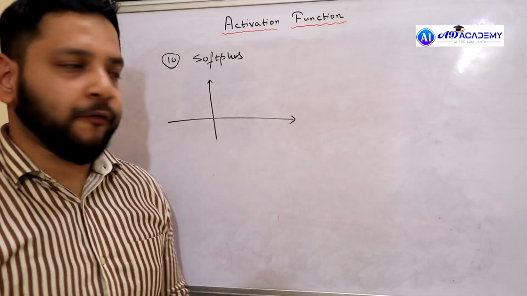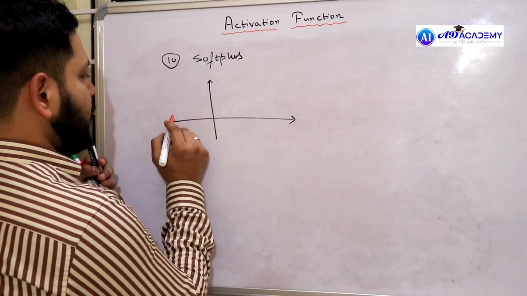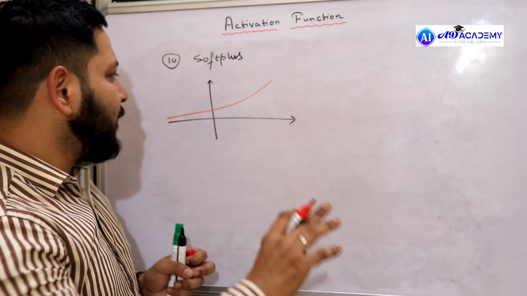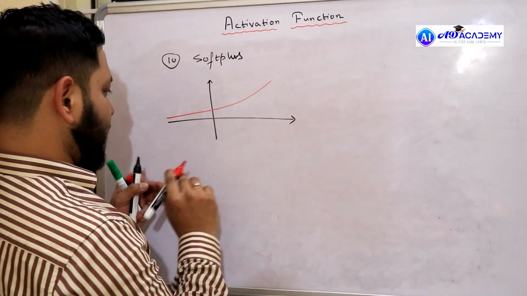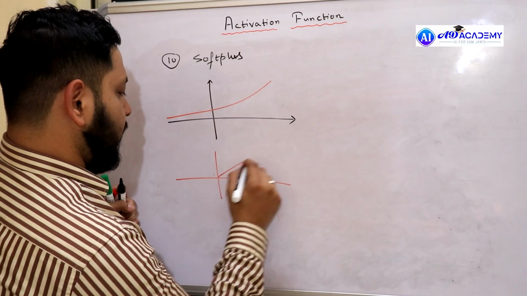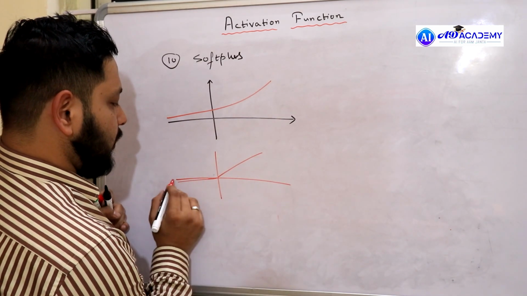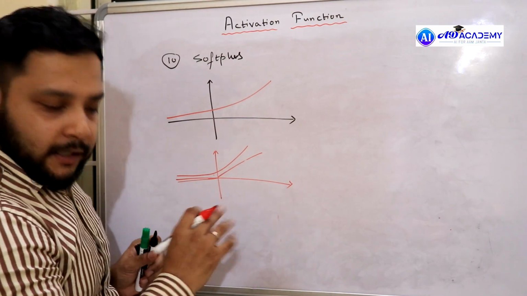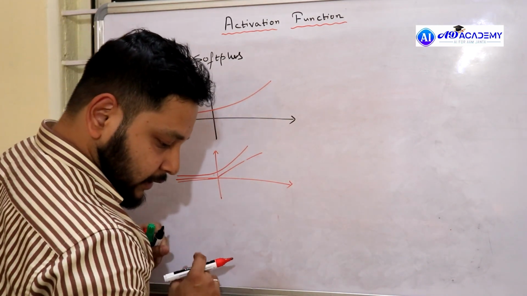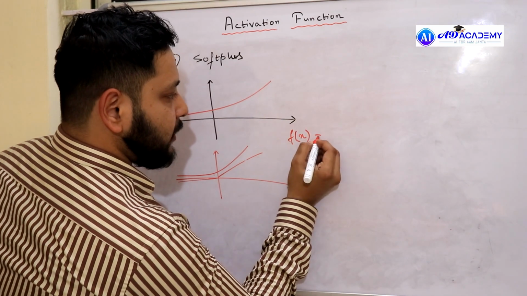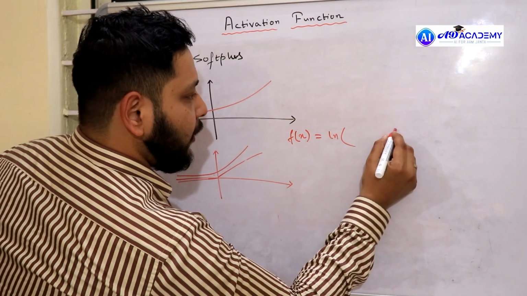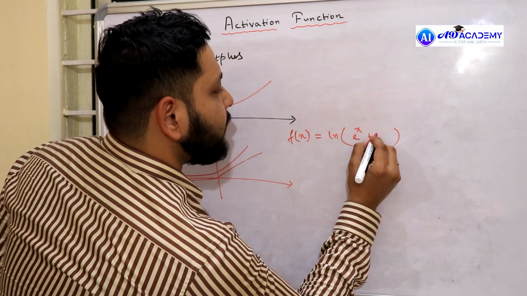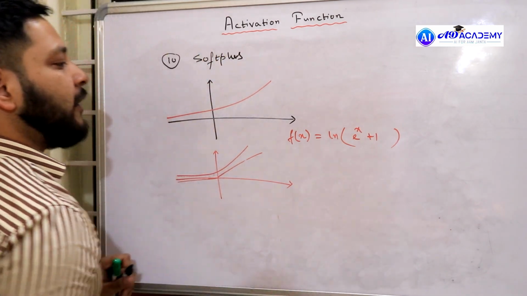The 10th one is softplus. The function looks like this. It is very soft. The function is f of x is equal to ln of exponential of x plus 1, where ln is the log. This is the mathematical function.